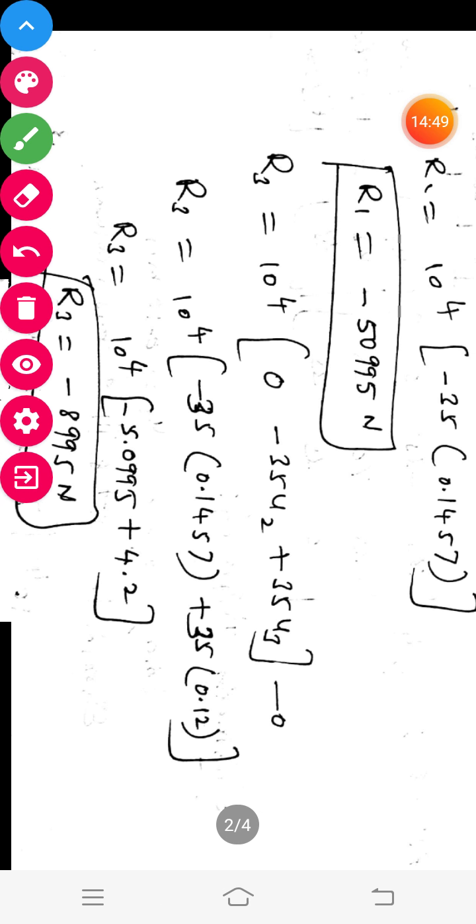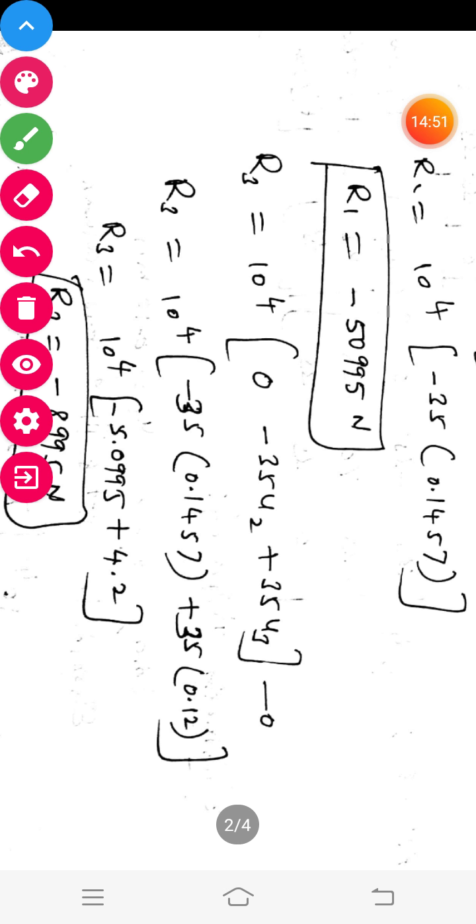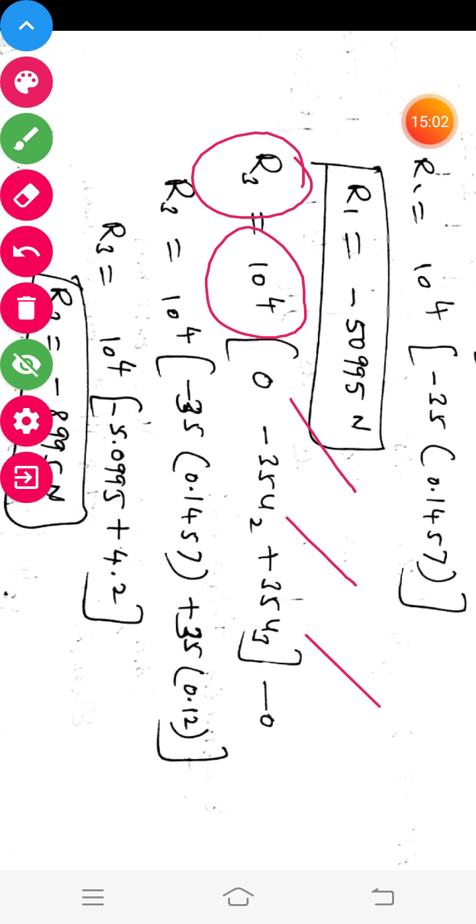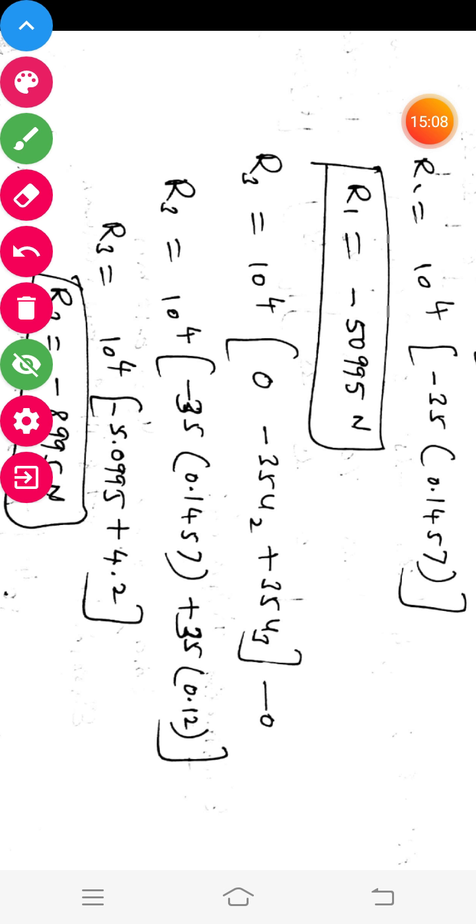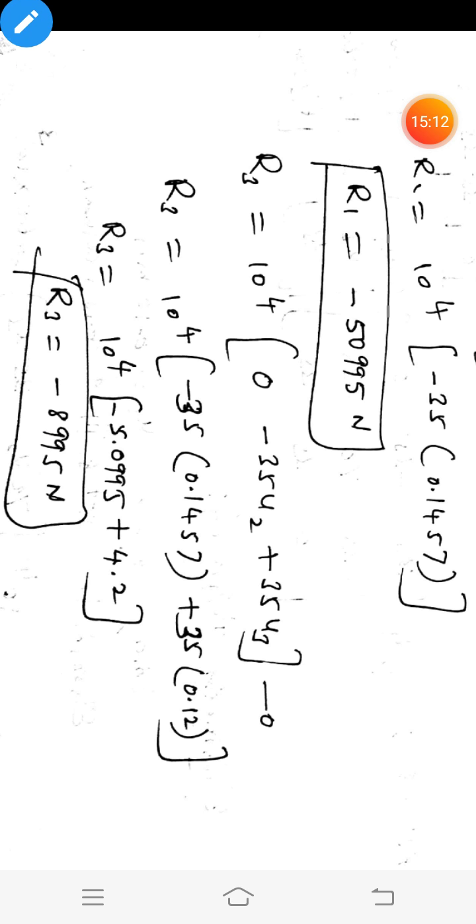Okay. Now next calculate the support reaction at node 3, that is R3. Refer to equation number 3 of the overall equilibrium equation: 10 raised to 4 common outside, 0 U1 minus 35 U2 plus 35 U3, minus F3. F3 is 0, take 0. After calculation, we got R3 as minus 8995 Newton, approximately equal to 9000 Newton.